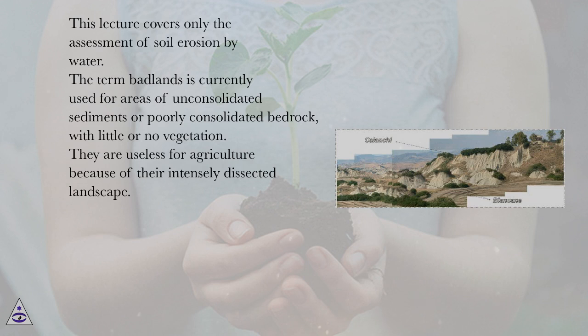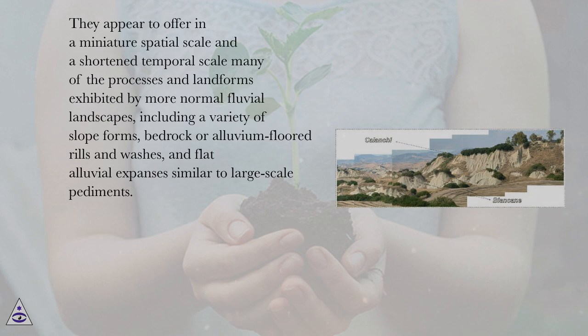The term badlands is currently used for areas of unconsolidated sediments or poorly consolidated bedrock, with little or no vegetation. They are useless for agriculture because of their intensely dissected landscape. They appear to offer, on a miniature spatial scale and a shortened temporal scale, many of the processes and landforms exhibited by more normal fluvial landscapes, including a variety of slope forms, bedrock or alluvium-floored rills and washes, and flat alluvial expanses similar to large-scale pediments.